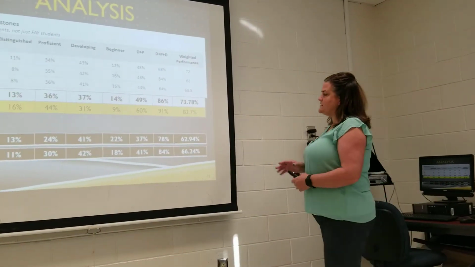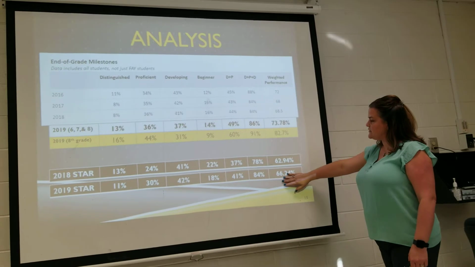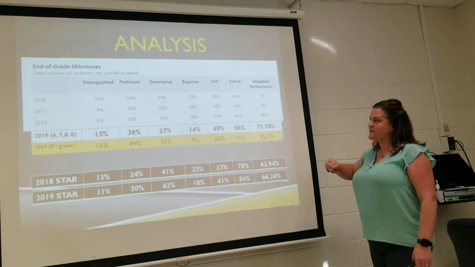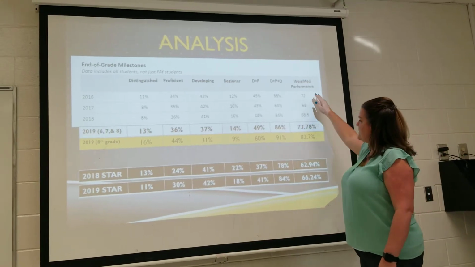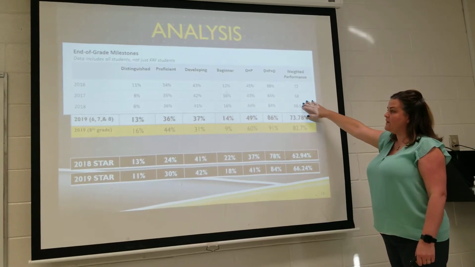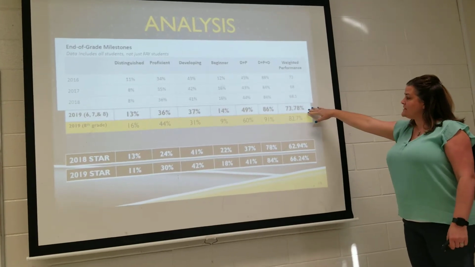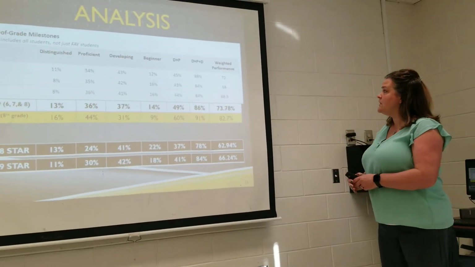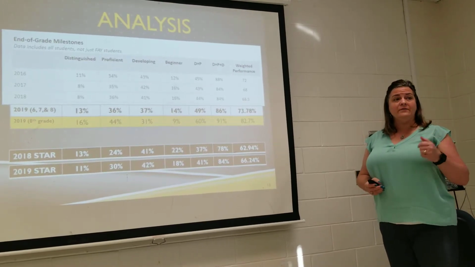Georgia Milestones and STAR data. So this was our data from last year in March. This is our data this year in March, and you can see it's a little bit stronger, but not much of a difference. When you look at our Georgia Milestones data, this was our weighted performance this time last year, 68.5. Our weighted performance as a school for math is 73.78%, but for 8th grade it's 82.7%, which is a huge jump for us, and in my opinion that is attributed to what you all have done in your PLCs this year.